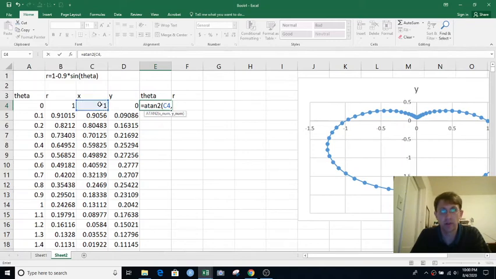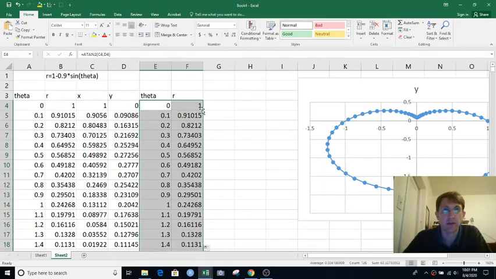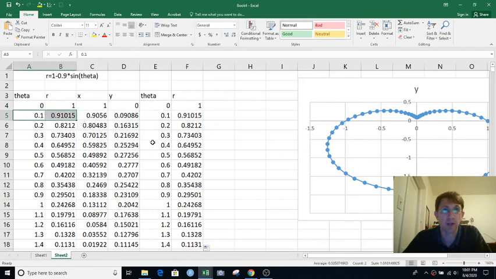So x number and y number. And then r was the square root of x squared plus y squared. And we'll fill that down. And let's take a look. Am I getting the same thing here as I had there? Yep. How about here? Yep, that's good.